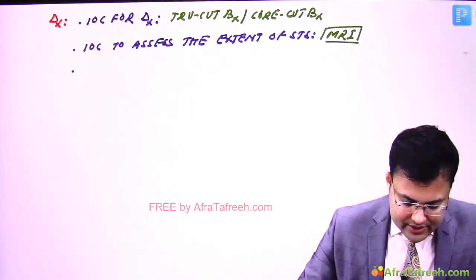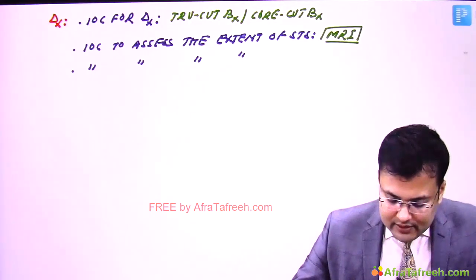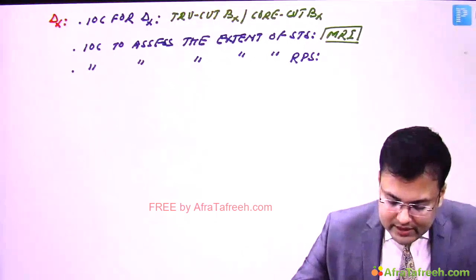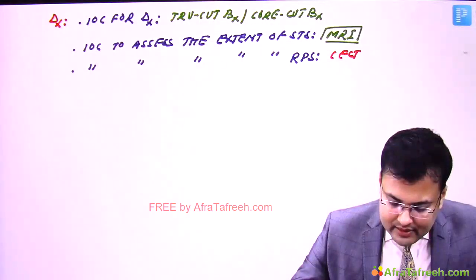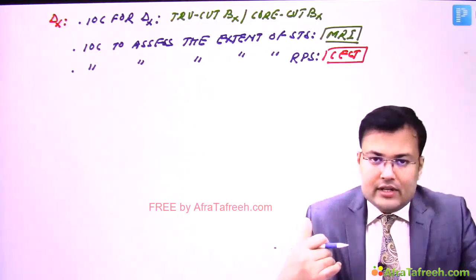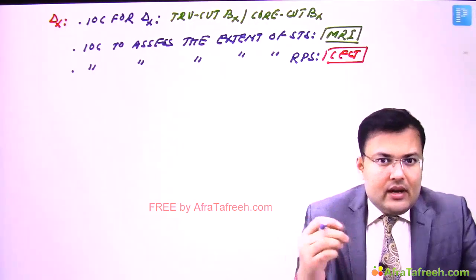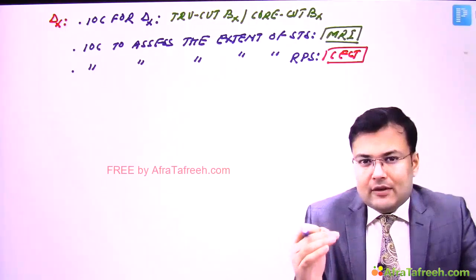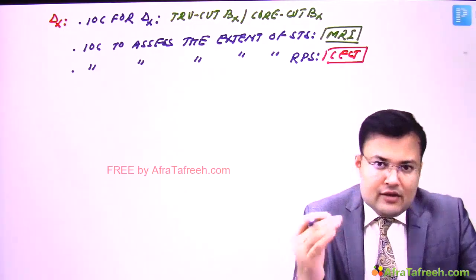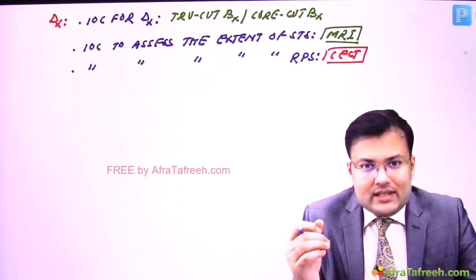So here, see the change. Investigation of choice to assess the extent of retroperitoneal sarcoma. So here the answer is CT. Clear? Where are the variations between soft tissue sarcoma and retroperitoneal sarcoma? In soft tissue sarcoma, most common site of metastasis is lungs. Retroperitoneal sarcoma, most common site of metastasis is liver. Investigation of choice to assess the extent of soft tissue sarcoma is MRI, and retroperitoneal sarcoma, it is CT.